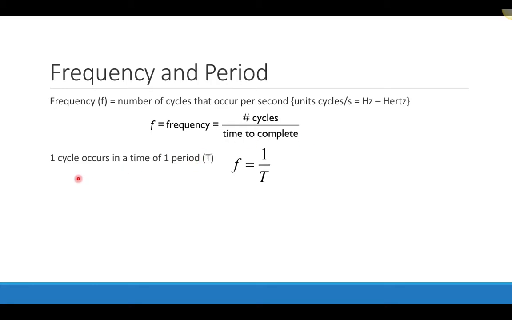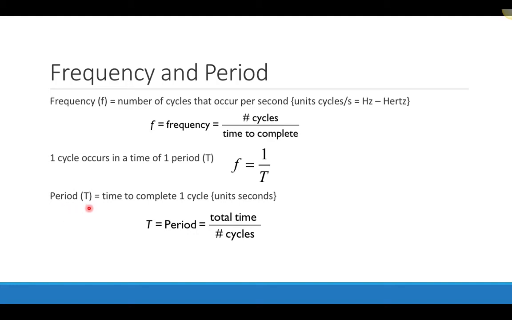We also know that one cycle actually occurs in a time of one period, because by definition, a period is the time it takes to complete one cycle. And so if we put those values in, that one cycle occurs in a time of one period, then we have frequency is equal to 1 over the period. Another way to say this is that frequency and period are inversely related to one another.